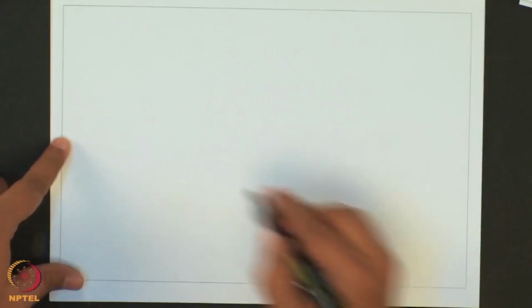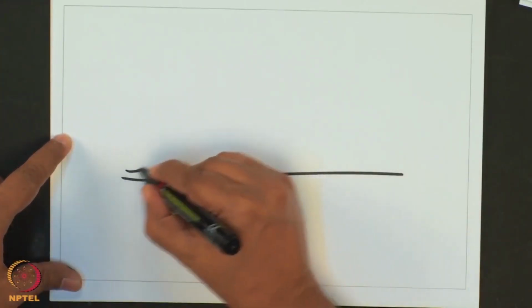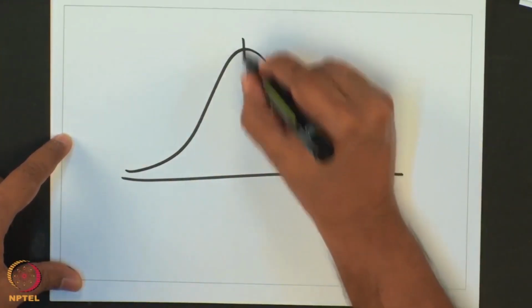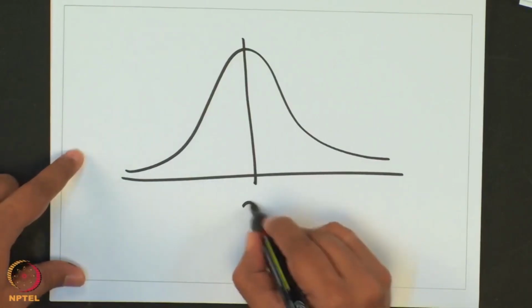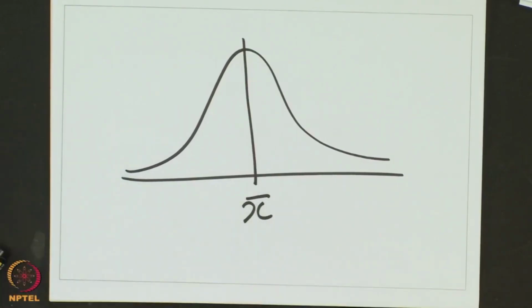Normal distribution is only two parameters, x bar and sigma, which is the mean and the standard deviation. One more thing to remember is what is the physical meaning of sigma. This is very important to remember. So if I have a normal distribution, this is my x bar. What is the physical meaning of sigma?